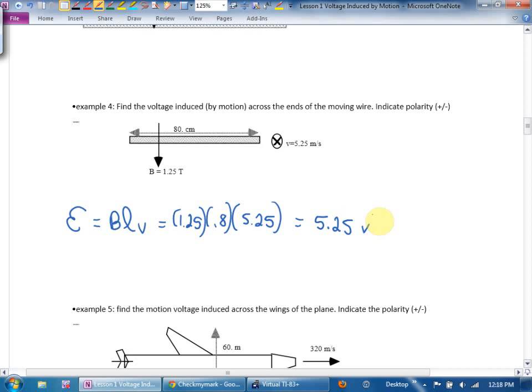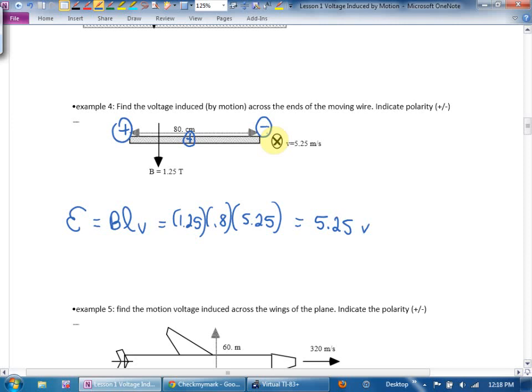Which end would be positive? Which end would be negative? Once again, let's put a little positive right in the middle. What's the velocity this time? What's this symbol mean? Which way is the velocity? So point your thumbs into the page. Which way is the magnetic field? I think it's going into the page, down the page. I think this is going to be the positive end. This is going to be the negative end, if I was setting this up in a circuit.